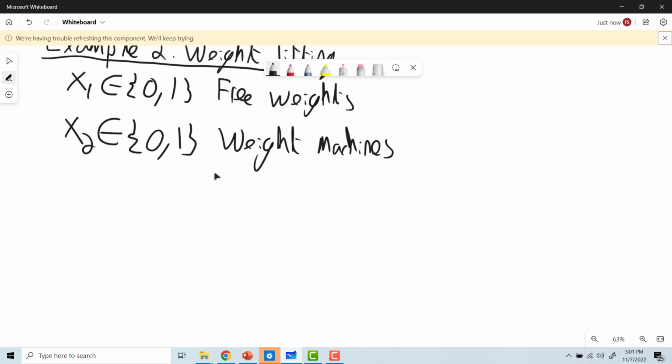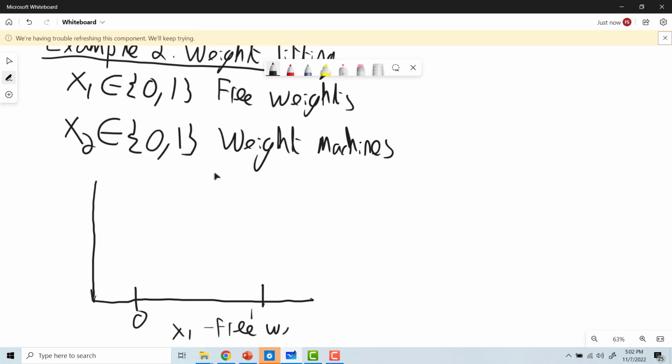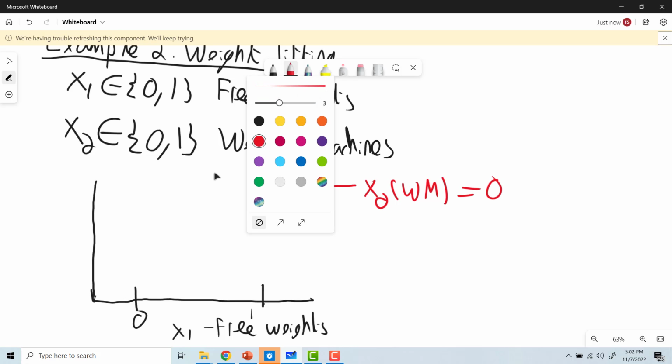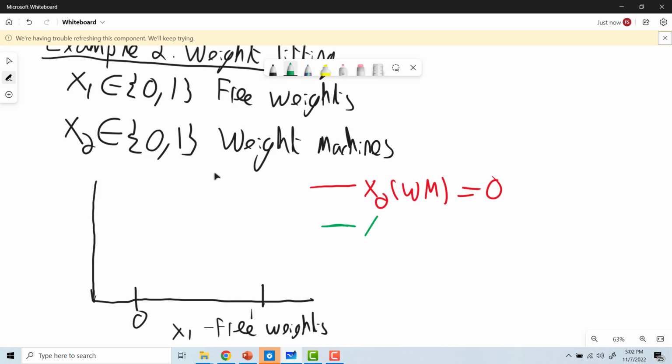Okay, so let's draw this here. We have x1 is the free weights. And then the red line would be x2, or let's call it weight machine, equals 0. And let's just have a green. Let's get away from this rainbow sparkles. This will be x2 weight machine equals 1.